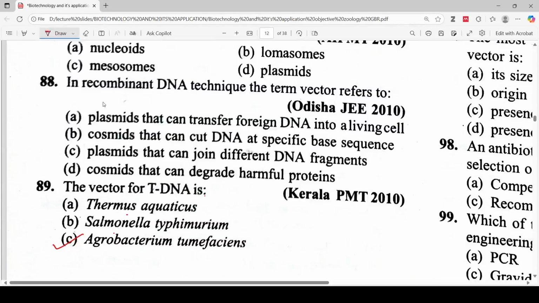Next question. In recombinant DNA technique, the term vector refers to plasmids that transfer foreign DNA into living cells, cosmids that can cut DNA at a specific base sequence, plasmids that can join different DNA fragments, or cosmids that can degrade harmful protein. So the correct answer is plasmids that can transfer foreign DNA into living cells.